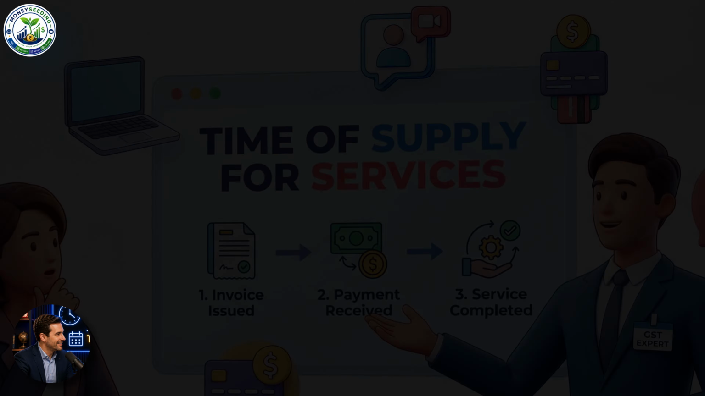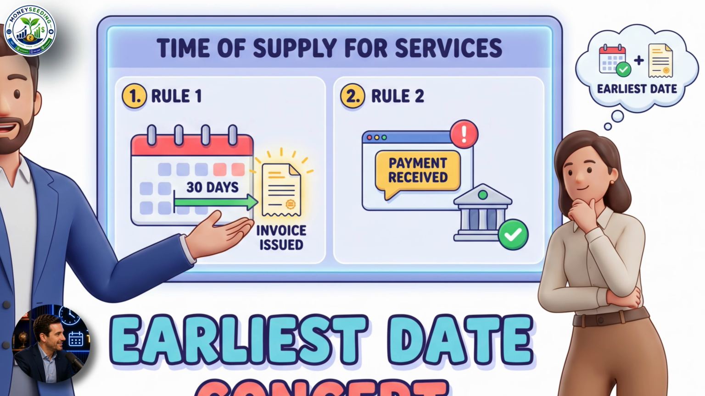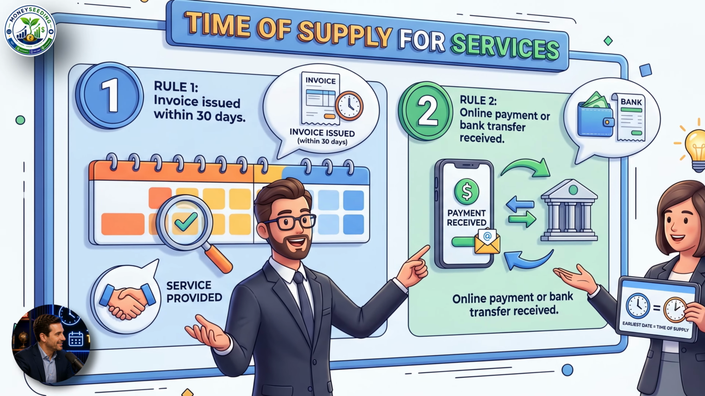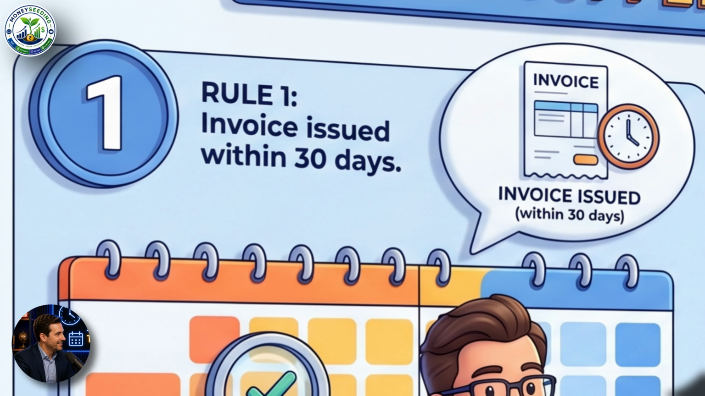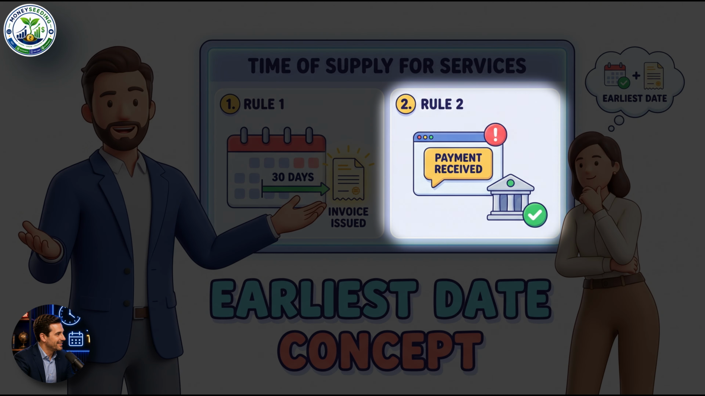For services, we usually look for the earliest of these dates. 1, the date the invoice is issued, provided it's issued within 30 days of the service being provided. 2, the date of payment. Wait, so for services, I do have to pay GST on advances?